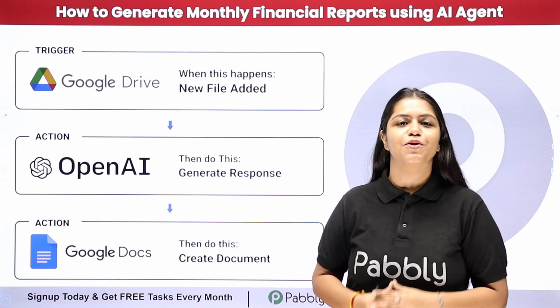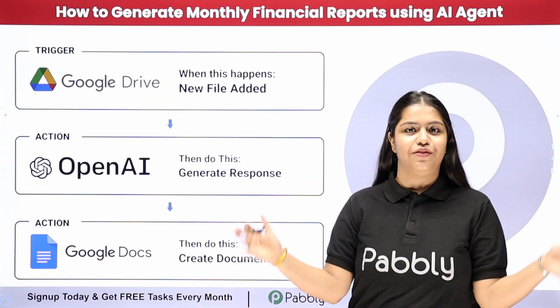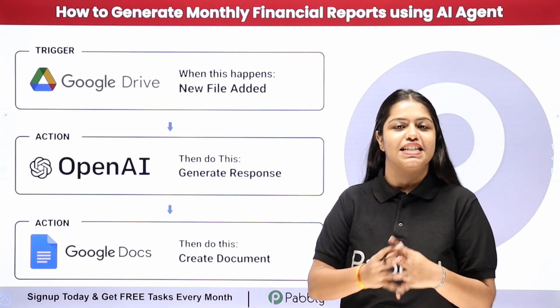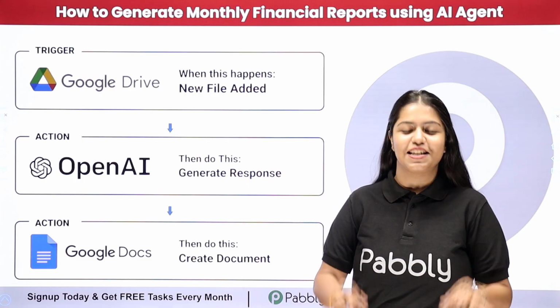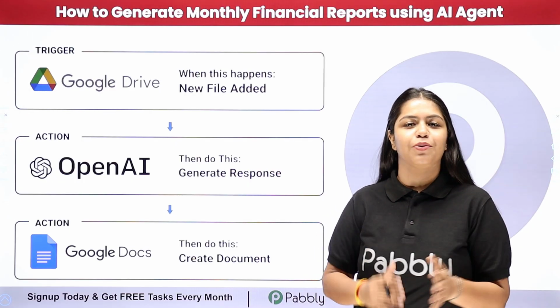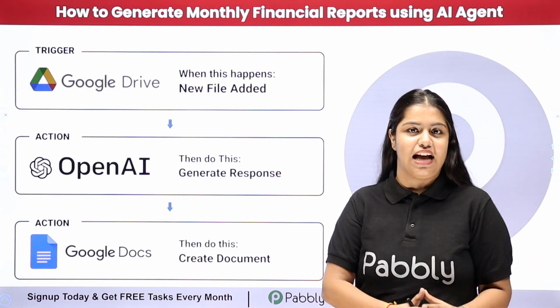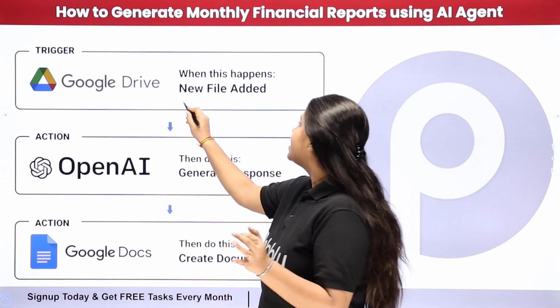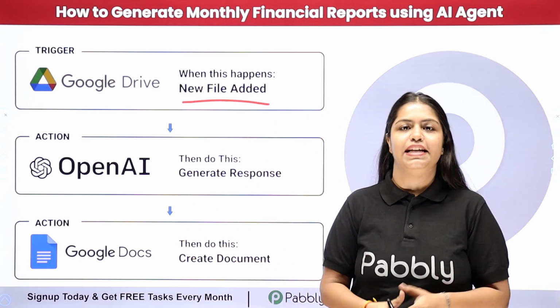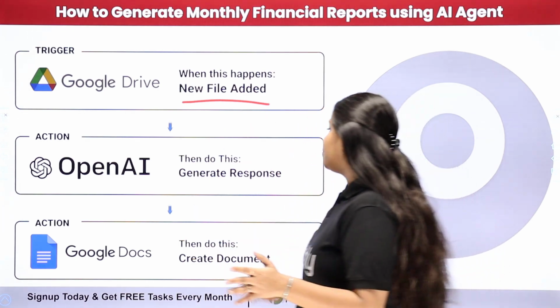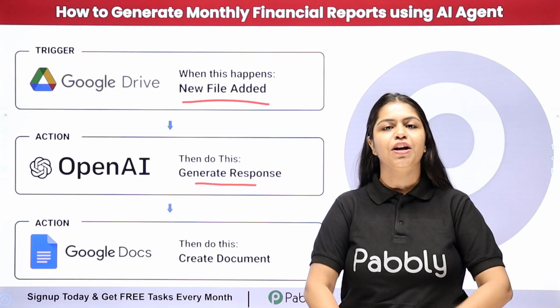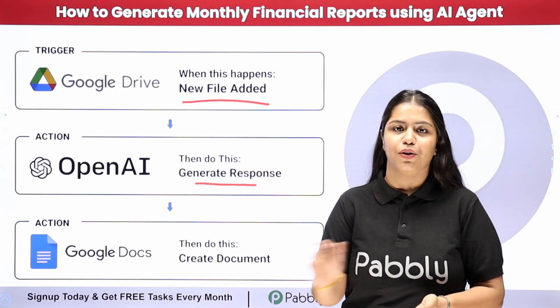Like you, I also used to manually generate all the monthly financial reports, but this is such a time consuming and tedious task. So to solve this problem, I have simply created this amazing automation where, as soon as I add the income statement into my Google Drive, automatically my AI agent is going to generate the monthly financial report, which I'm just going to further add into a Google Doc.